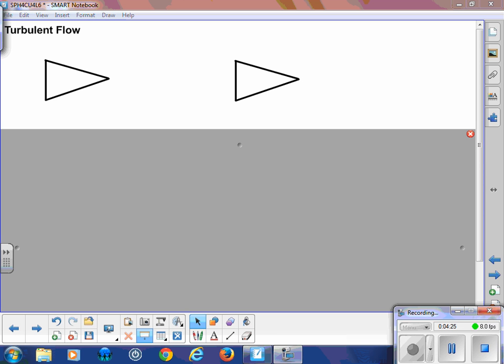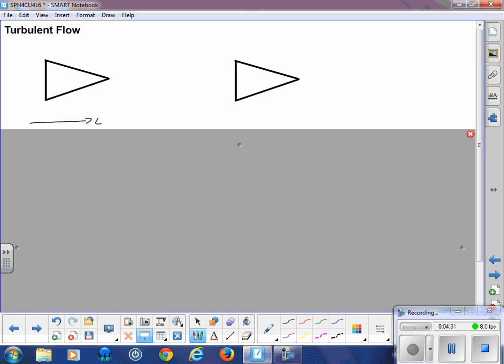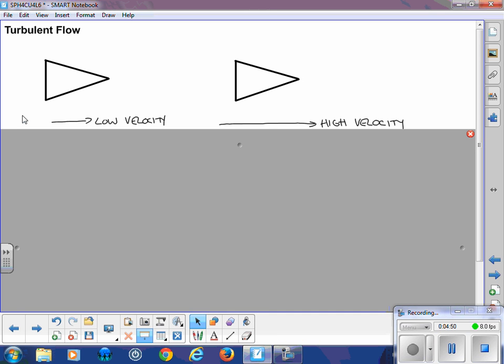I'm going to talk about turbulent flow. So the two examples I have here, this one's going to be what we'll call low velocity, which I probably drew that vector a little long for a low velocity. And this one we're going to talk about a high velocity. You can think about this, if you're driving your car and your hand's out the window and it's kind of behind the mirror. This is kind of what we're looking at here.